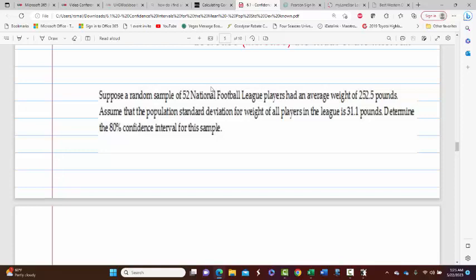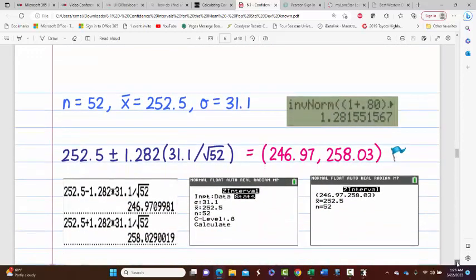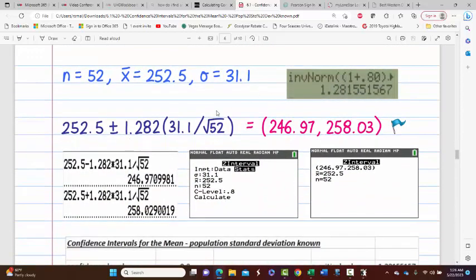So 52 football players, 252.5 is the mean. Standard deviation population, 31.1. Determine an 80% confidence interval for this sample. Okay, I've got the formula written out here manually. You do not have to worry about that. Let's look at the technology.